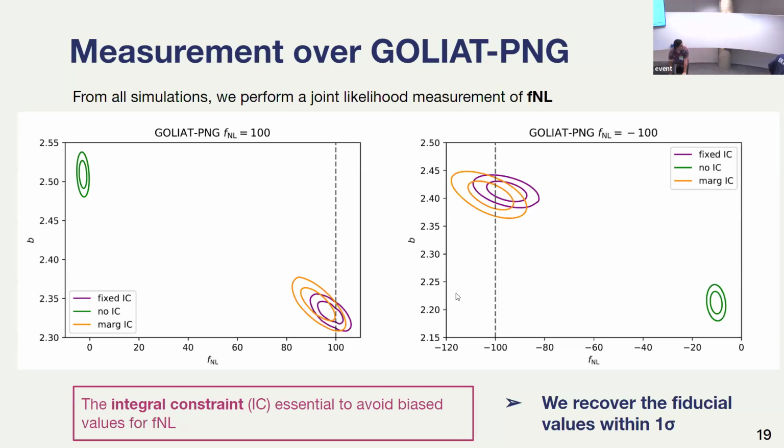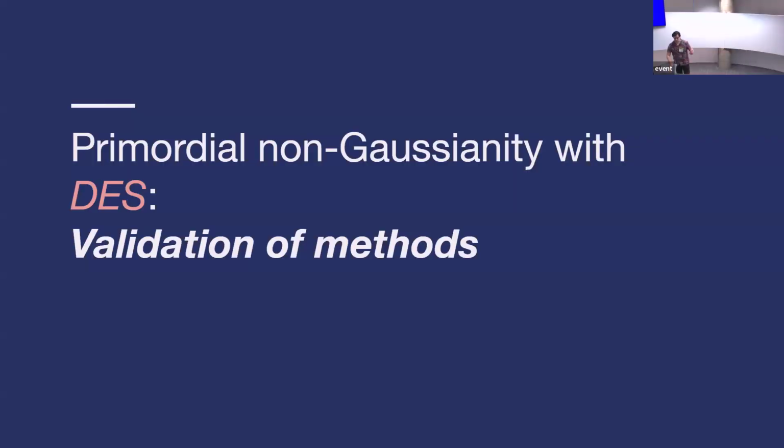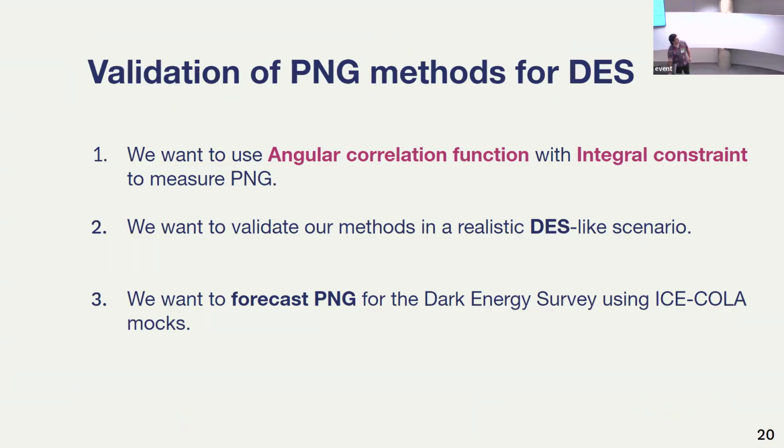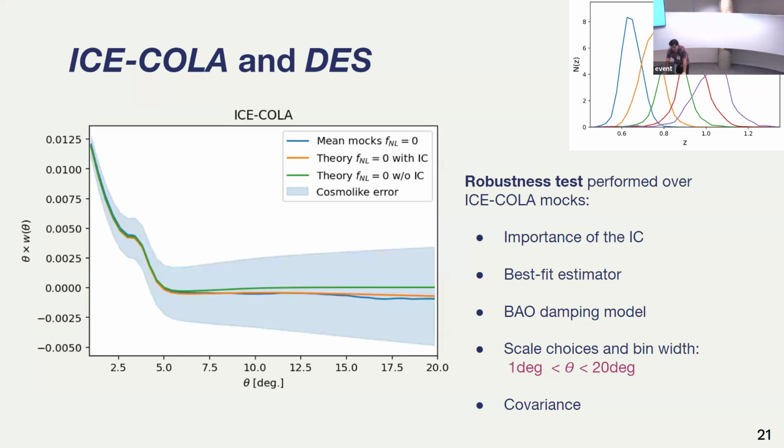So now, with this argument that it is important, we can move to a more realistic scenario, which is the case of the Dark Energy Survey. As we already validated the effect of the integral constraint, we want to use the angular correlation function, including this integral constraint, and then validate the method in a realistic DES-like scenario. We also want to forecast the effect of primordial non-Gaussianity for the Dark Energy Survey using the ICTP simulations. Here you can see essentially the same plot as for the Goliath PNG mocks, where in blue you see the angular correlation function measured for the ICTP simulations.